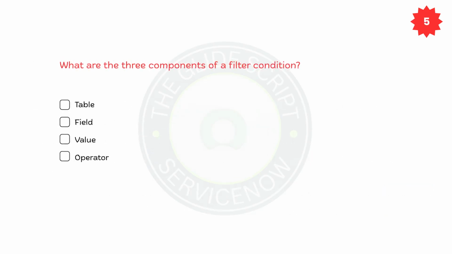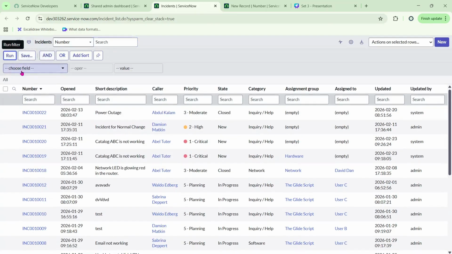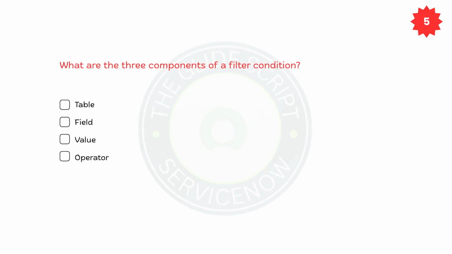What are the 3 components of a filter condition? It is very important. Definitely this question will be asked. So this is the field, this is the operator and the value. So field, operator and value. We have to select field, operator and value.